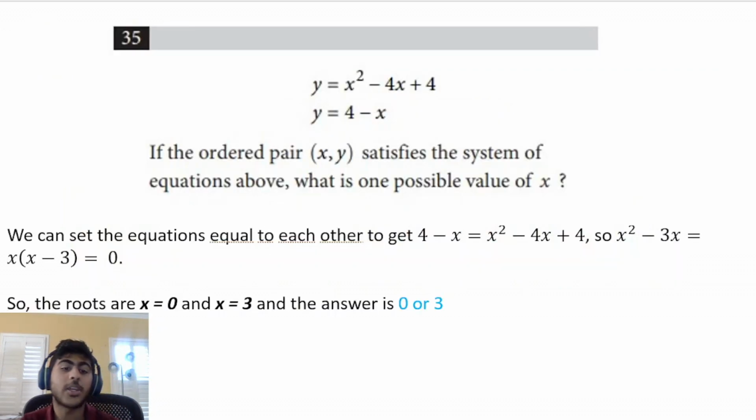Now, we can set the equations equal to each other, and we get 4 minus x equals x squared minus 4x plus 4. Now, putting that all on one side, we get that x squared minus 3x, which is x times x minus 3, is 0. So the roots here, since we factored it, are x is 0 and x is 3. So the answer is either 0 or 3. You can pick one, it doesn't really matter. I feel like most people in this situation pick 0 just because, but it really doesn't matter, and both of them would be counted as correct.